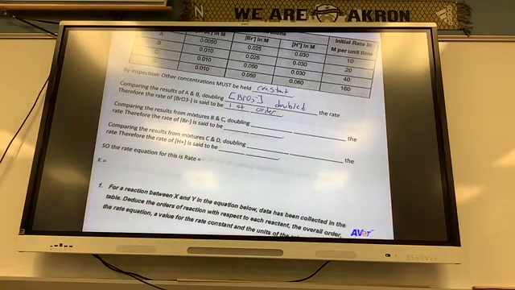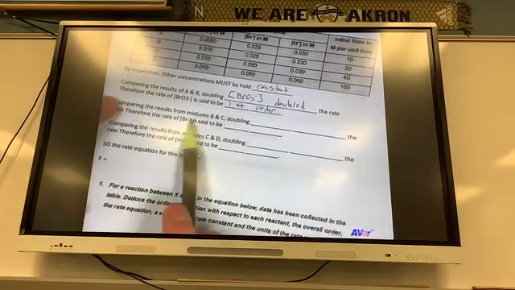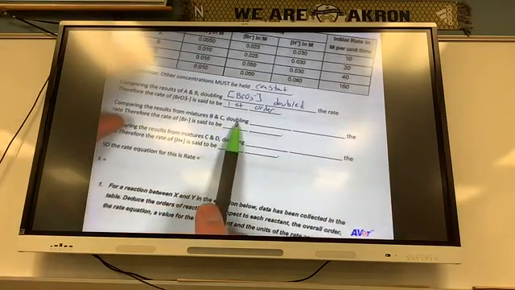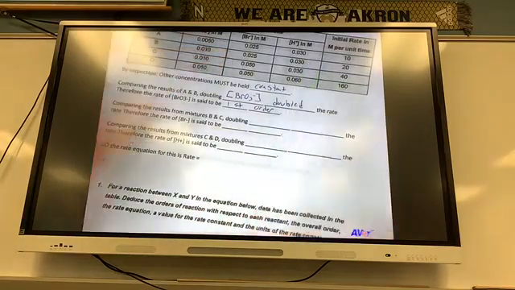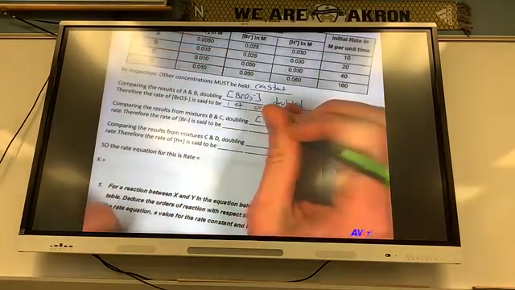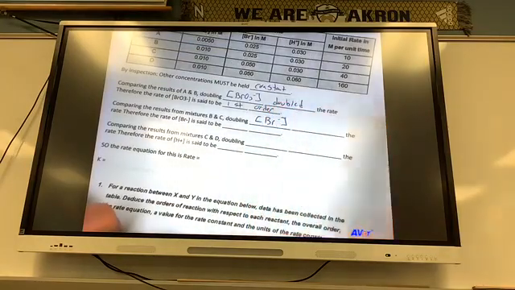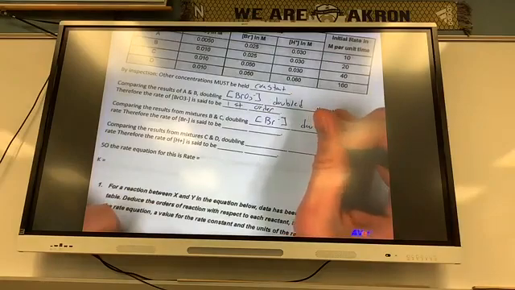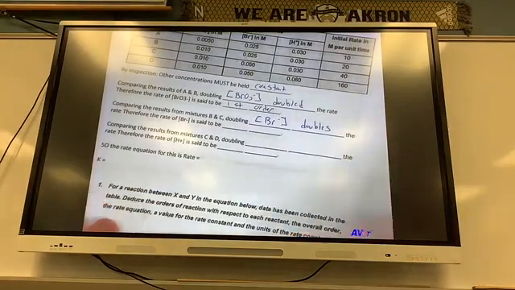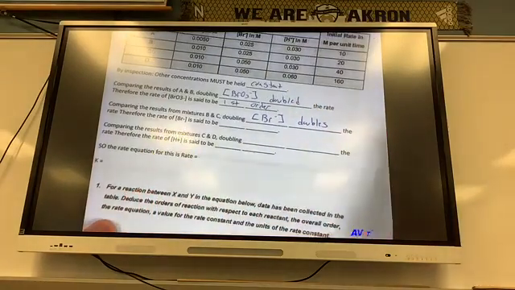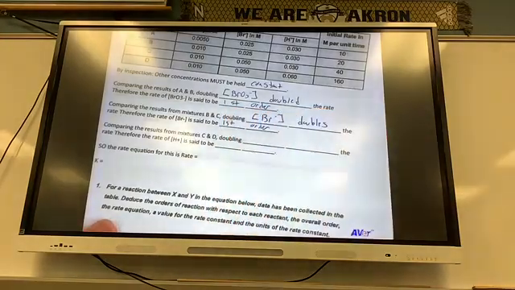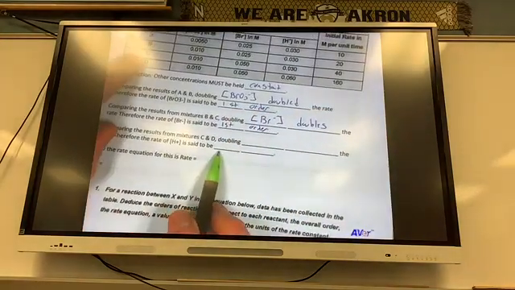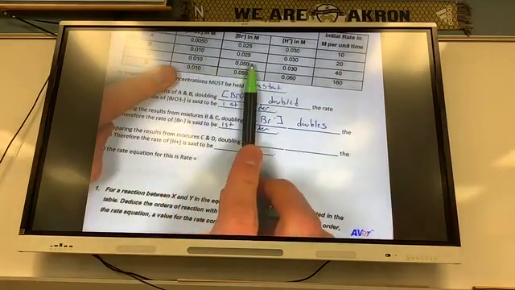Comparing the results from mixtures B and C. So now I'm on B and C. So BrO3 stays constant. This stays constant. Doubling the concentration of Br⁻ did what to my rate? Doubled the rate. So therefore, the order of Br⁻ is said to be first order. Comparing the results of C and D. So Br stays constant. This stays constant.